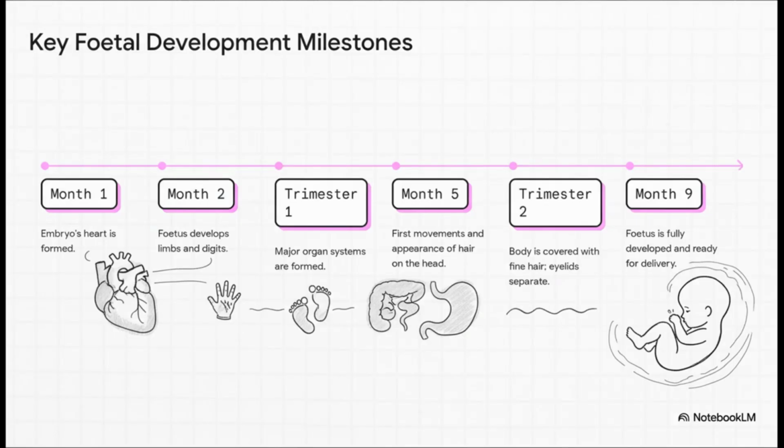The 9 months of gestation are just a period of mind-blowing transformation. Let's hit the major milestones. By the end of just the first month, the embryo's heart is already formed and beating. How incredible is that? By the end of the second month, the fetus has limbs and digits.